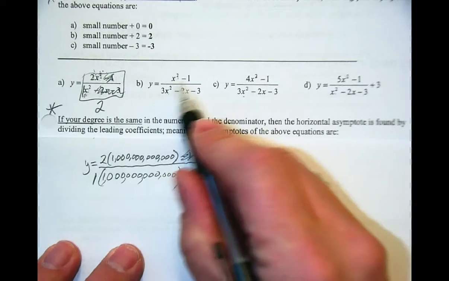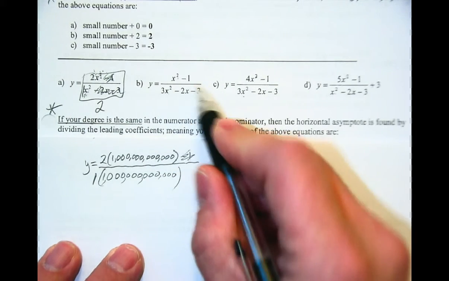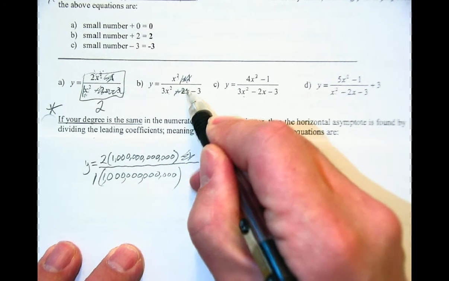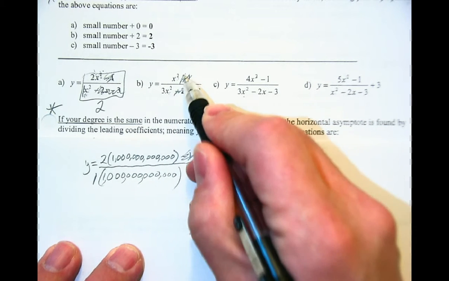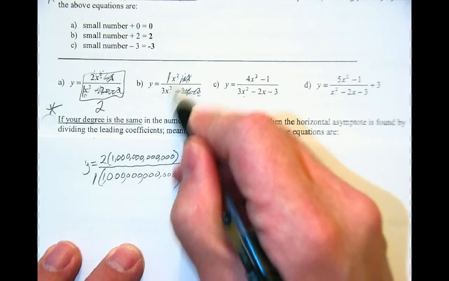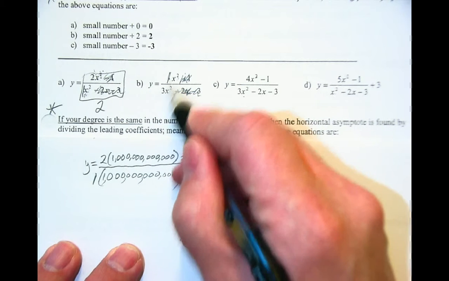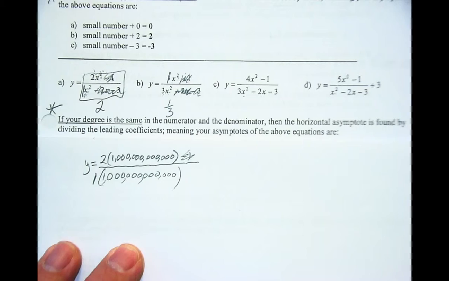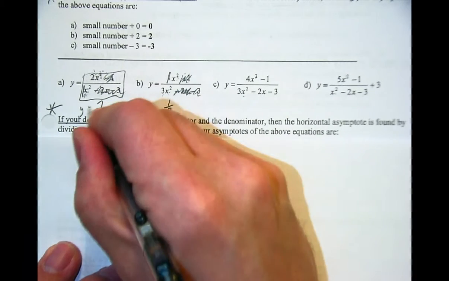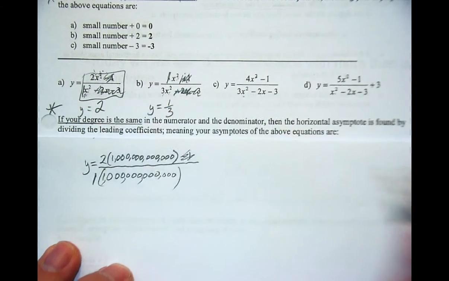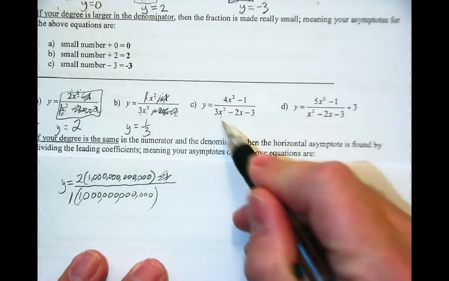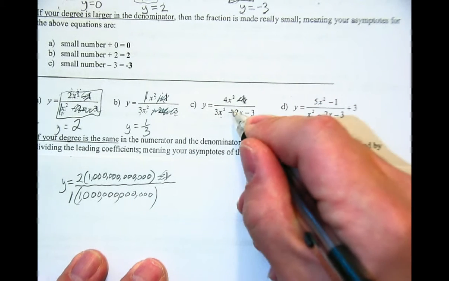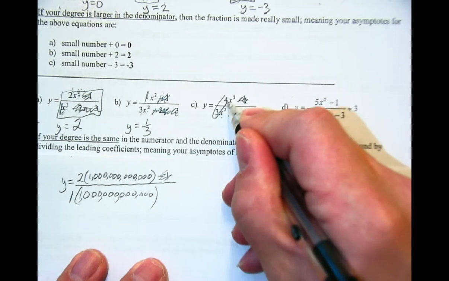So if we do the same thing on this one, up here you get a 1 trillion, we ignore the 1, we're going to ignore all this other stuff. Powers are the same. You have 1 trillion and 3 trillion, which gives you 1 over 3, or 1/3. Here, y equals 2. Here, y equals 1/3. Tell your neighbor what y equals here. Y equals 4/3.